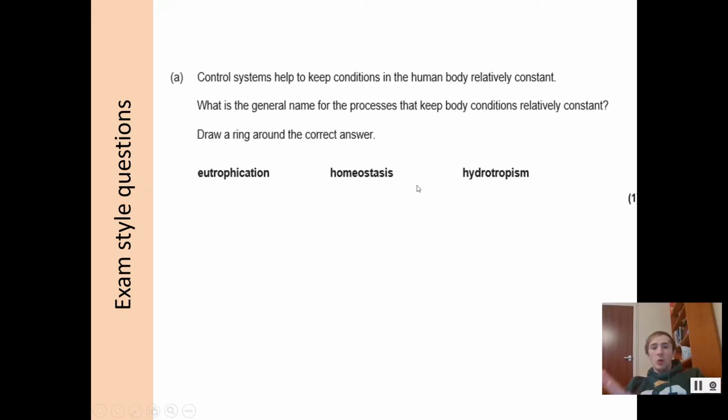Okay, this should be quite a short one this week, as far as I can see. There's not a huge amount in this lesson. It's a nice, simple, short one. So have a look at this question. This is a 1 marker. I'm not actually going to ask you to pause me at all. It says control systems help to keep conditions in the human body constant. What's the general name for processes that keep body conditions constant? Eutrophication, homeostasis, or hydrotropism? Now, you haven't heard of eutrophication or hydrotropism yet, most likely, and so we know the answer must be homeostasis, and hopefully you would know that anyway.